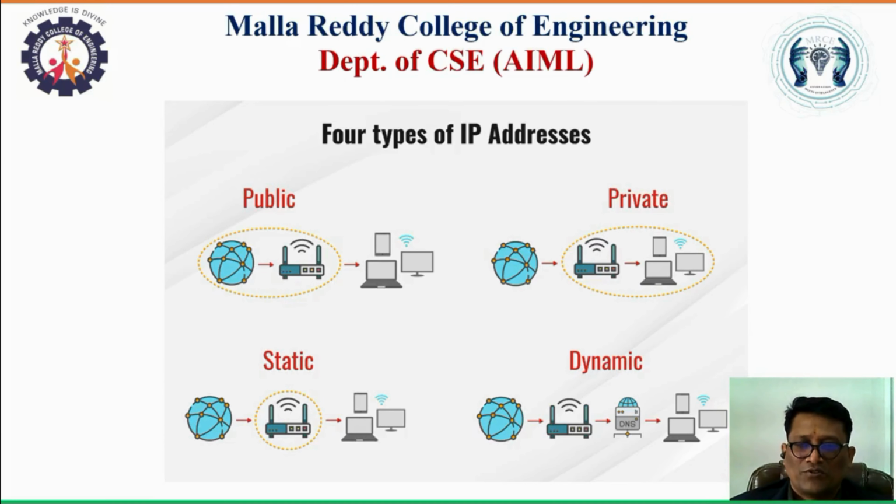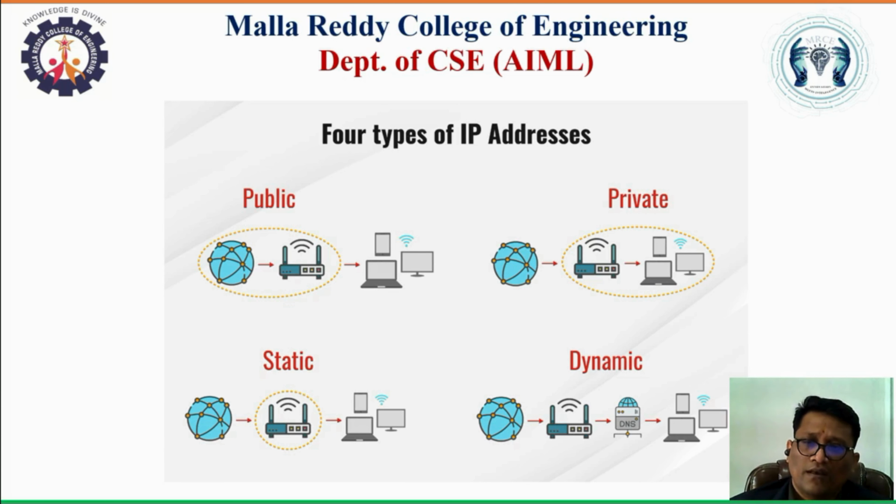Hi guys, today we're going to discuss types of IP addresses. There are four types of IP addresses. First one is the public IP address, second one is the private IP address, third one is the static IP address, and fourth one is the dynamic IP address. What is meant by public IP address?